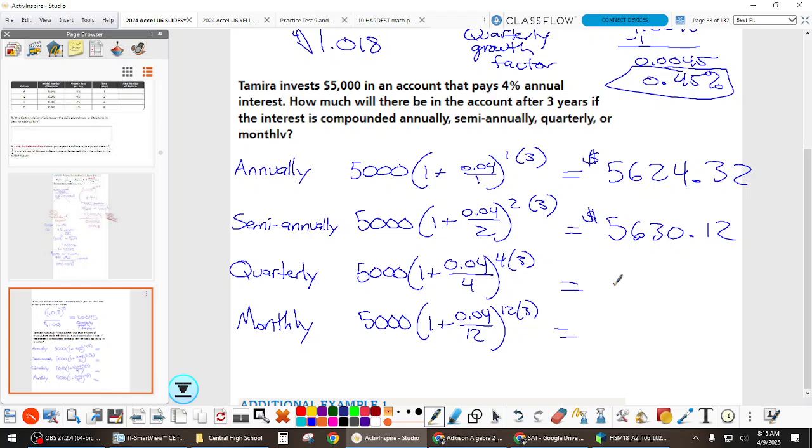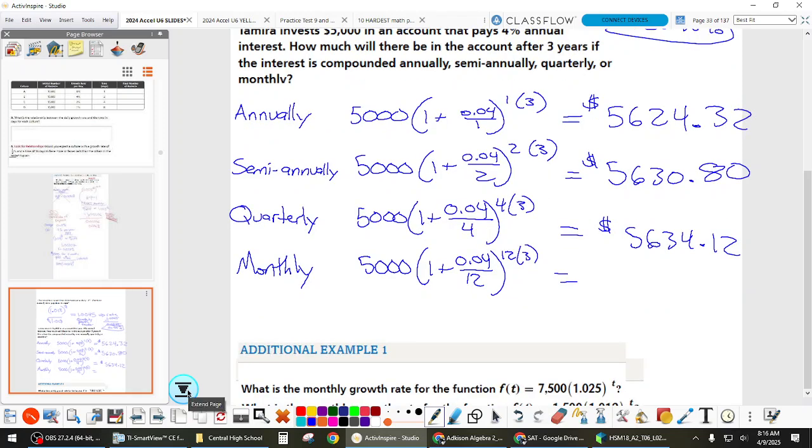Tom, what'd you get for quarterly? 5,634.12. Actually, it's 0.80 for them. My bad, Jorge. We forgot the 80 cents. Alright, but do I have the next one right? The 34? Okay. So a little bit more money, but notice this time it went up 6, but now it only went up 4. Roughly 4. Okay, and then how about, Andre, what'd you get for the last one?